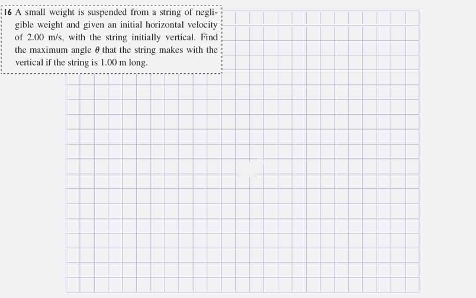716. A small weight is suspended from a string of negligible weight and given an initial horizontal velocity of 2 meters per second with the string initially vertical. Find the maximum angle theta that the string makes with the vertical if the string is 1 meter long.